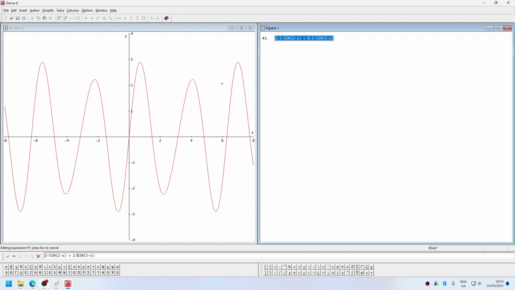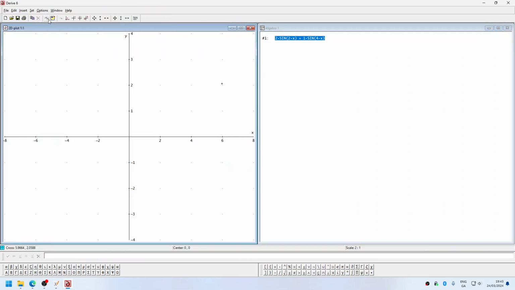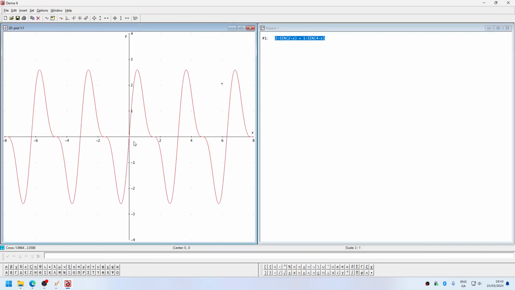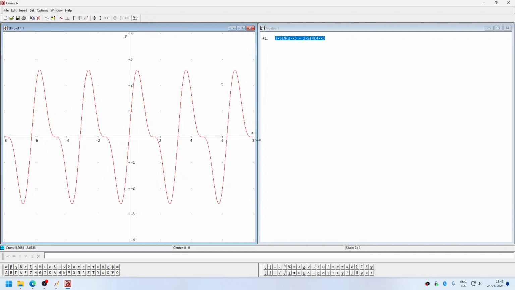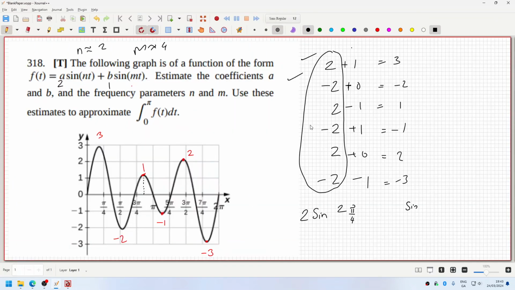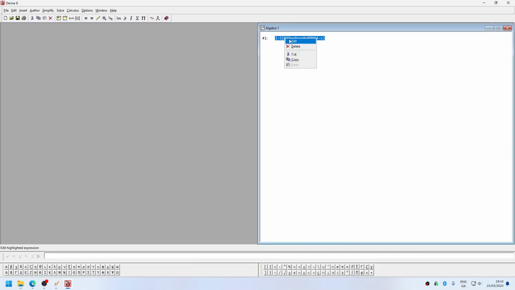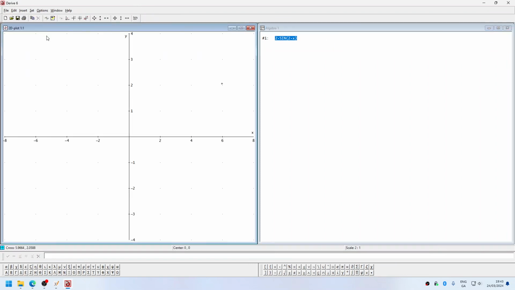2, 2, 1, 4. Oh, please. Goes up, down. 2, 2, 1, 4. Didn't quite do it. Okay, let's just check 2 sine 2x over here.